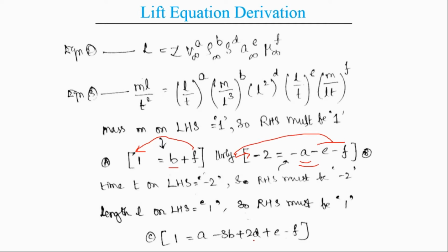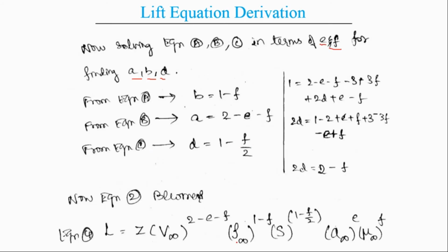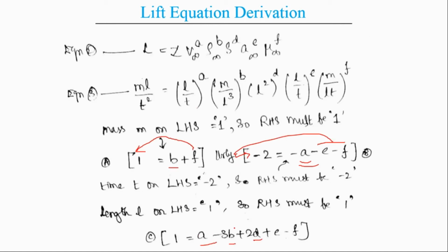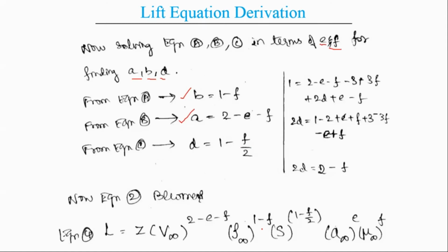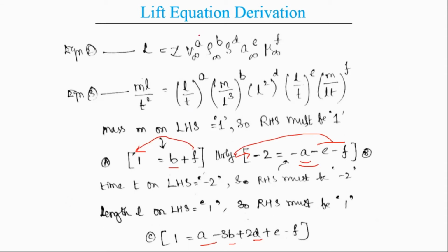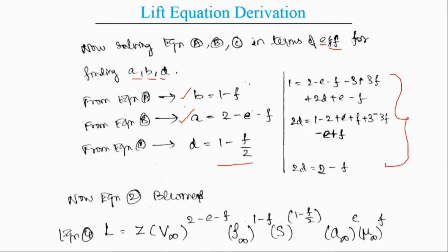Similarly, the case for d. In the case of d, we substitute the value of a and b which we obtained in the previous equation. We have a value for b, that is 1 minus f. So a is 2 minus e minus f. Similarly, when we apply the values of a and b in the equation C, we obtain the value for d. The process is totally done over here, and at last we obtain d is equal to (1 minus f) by 2. So we have obtained the values for a, b, d in terms of e and f. We can substitute these values.